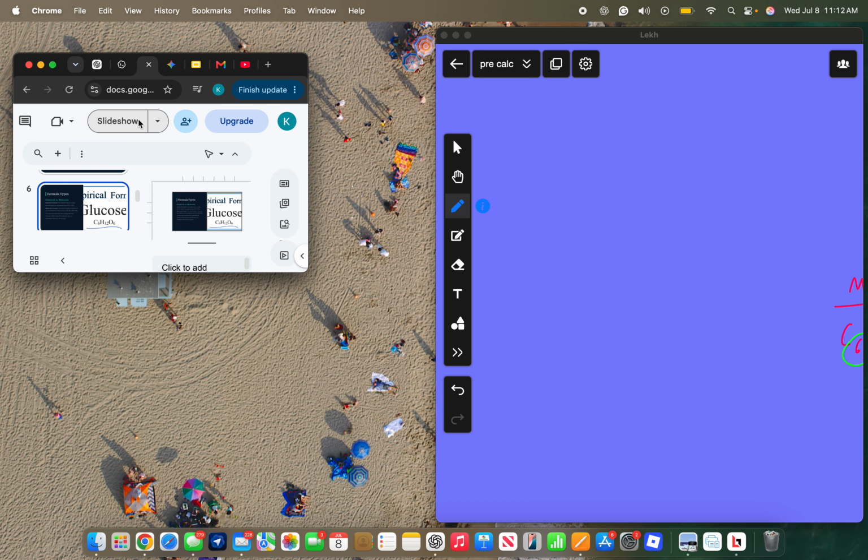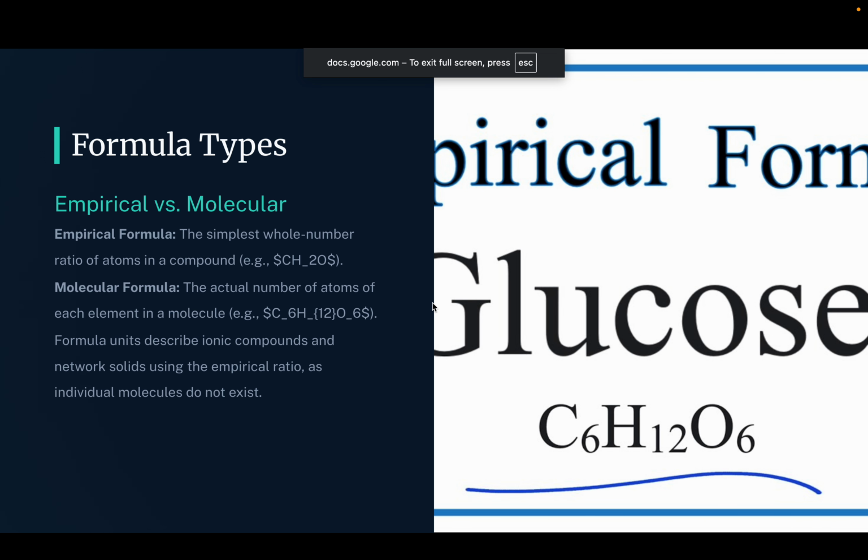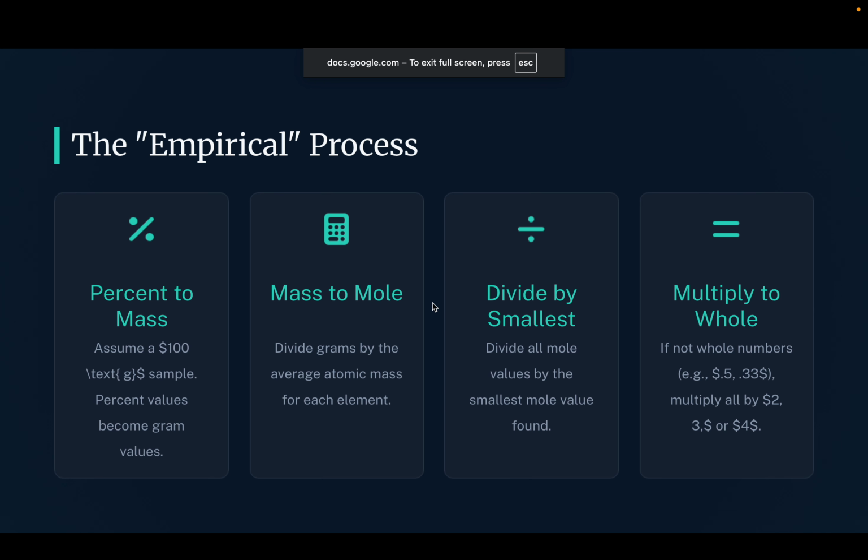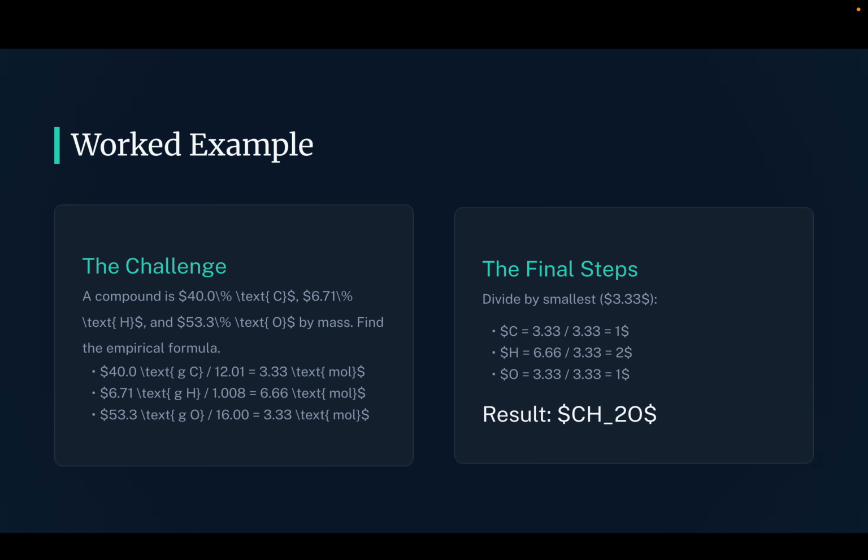Next up, how do you get to the empirical formula? There's a whole process, and you could watch this: percent to mass, mass to mole, divide by smallest, multiply to whole. That is a process to remember. But I'm going to do a challenge here and then get you there.